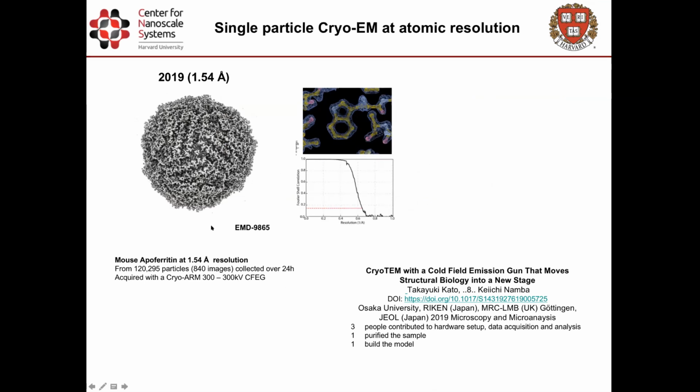The cold FEG, just to give a note to our Japanese colleagues, was actually first used in this paper in 2019, and they had a structure of apoferritin at 1.54 angstrom. Actually, why do we go to this resolution? Why are we so desperate to go beyond 1.5 angstrom? Because the CC bond in the polypeptide chain is 1.54 angstrom, actually. And we need this dimension to be able to exactly calculate the 3-dimensional organization of the atoms in a protein molecule.